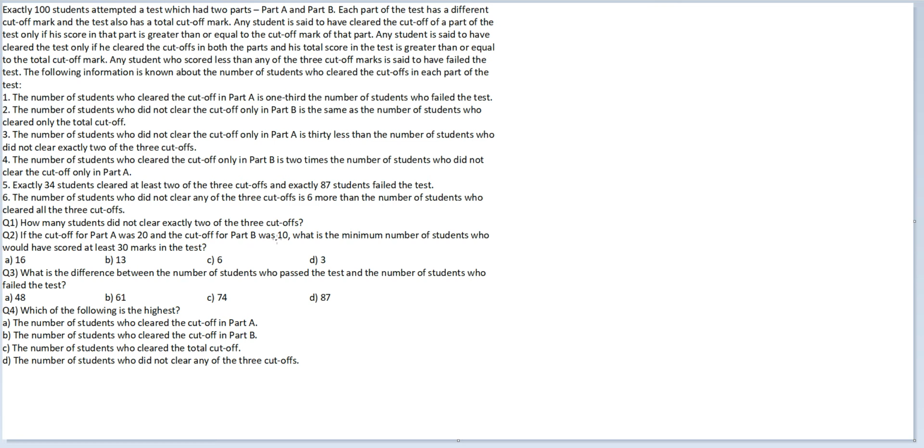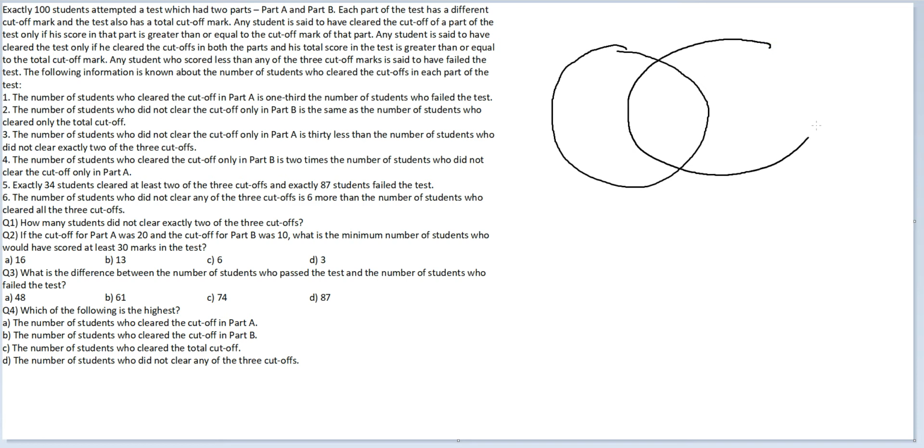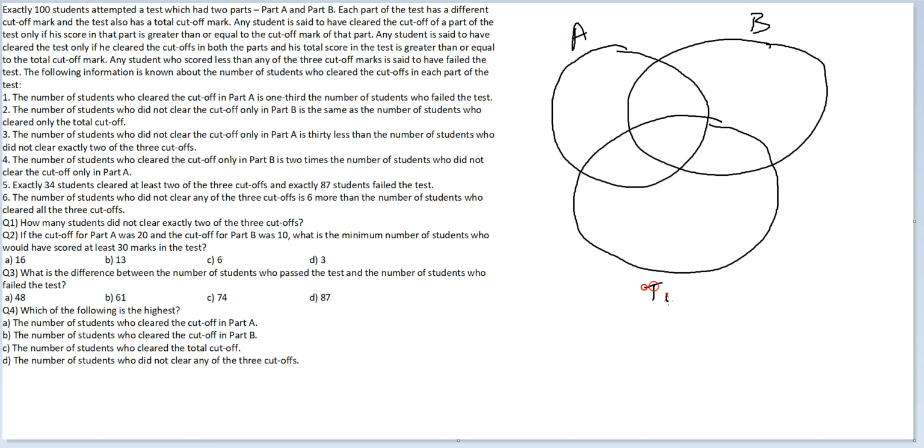The following information is known about the number of students who cleared the cutoff in each part of the test. Now, when you read through this, there are three parameters that a person has to meet in order to be declared passed in the test. So, what you do is you create a Venn diagram, part A, part B, and total. This is A, this is B, and this is total. Now, the people who are passed are who are clearing all three cutoffs. So, let these be X. Wonderful. And everybody else is failing.